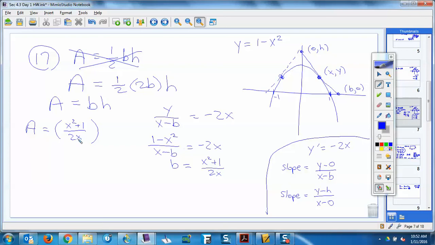So now I'm going to take my bottom one, y minus h, over x, and I'm going to set that equal to negative 2x. Remember, negative 2x is my derivative, and derivative means slope of the tangent line. Now, in place of y, I'm going to put what? 1 minus x squared. So I got 1 minus x squared minus h all over x equals negative 2x. Now, in your calculator, type that in and tell it to solve for h.